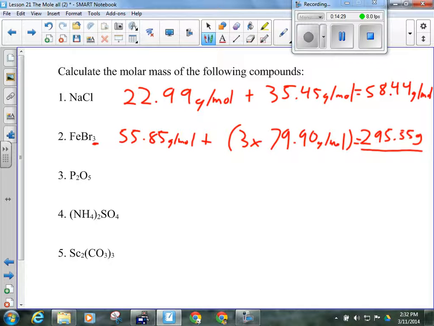Okay, all right, keep going. Try the others. Okay, let's look at number 3 here. So we've got diphosphorus pentaoxide as our compound. Phosphorus, there are 2 of them, so we go 2 times 30.97. Is that right? It's 30.97? Yeah. Plus 5 times 16.